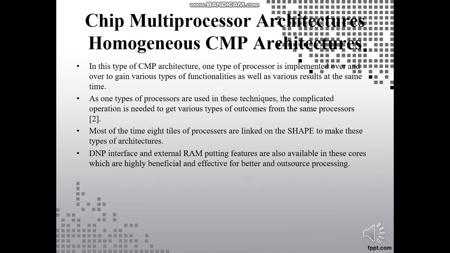Homogeneous denotes a process involving substances in the same phase. In this CMP architecture, one type of processor is implemented over and over to gain various types of functionalities as well as various results at the same time. In homogeneous CMPs, most of the time 8 Ls of processors are linked on the chip to make this type of architecture. DNP interface and external RAM porting features are also available in this chip, which are highly beneficial and effective for better and outsourced processing.